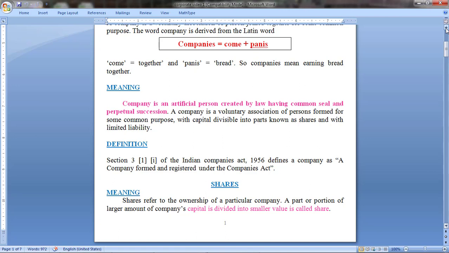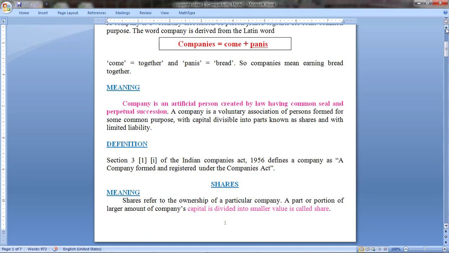The next term is perpetual succession. It means existence forever. According to this feature, man will come and go, but the company stands forever. As an artificial person, it is created by law. Likewise, it will end only by legal proceedings termed as winding up of the company.